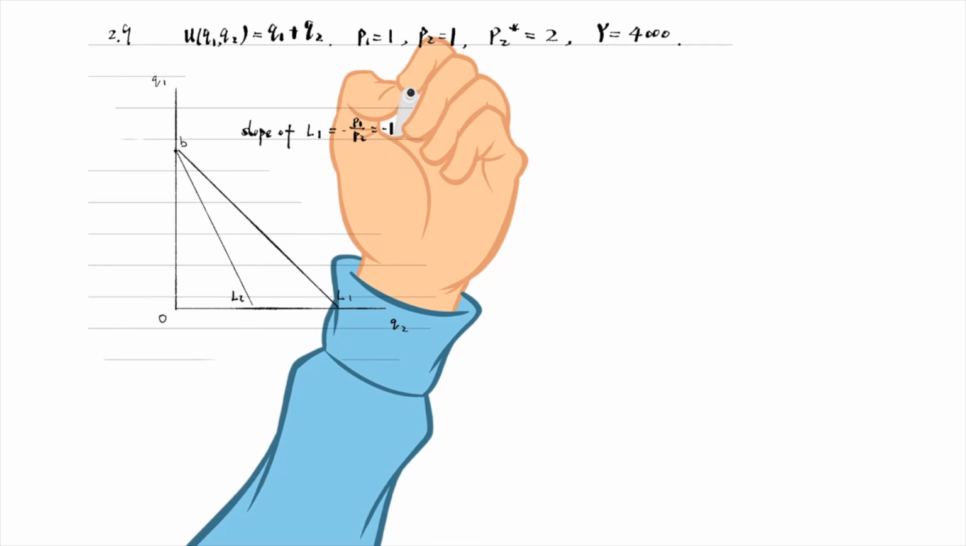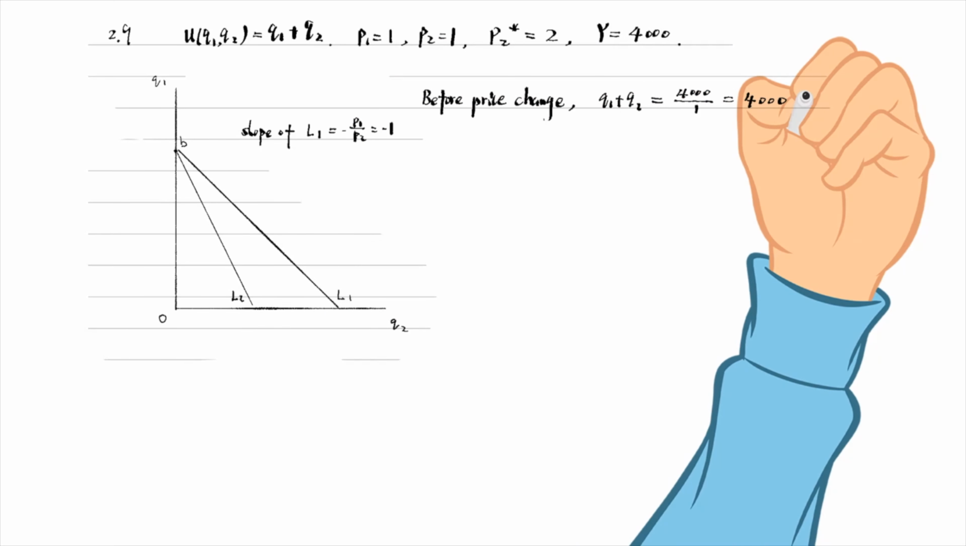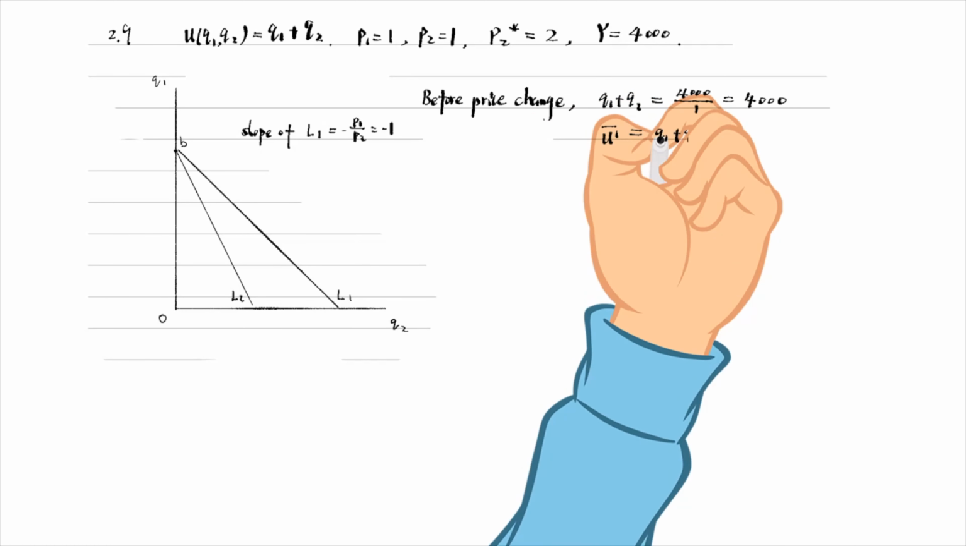The linear utility function is for perfect substitutes. Before the price change, her old budget line was L1. The indifference curve has the same slope as the budget line. They overlap each other. The optimal quantities are such that the sum of Q1 and Q2 is 4,000. So the old utility level is 4,000.